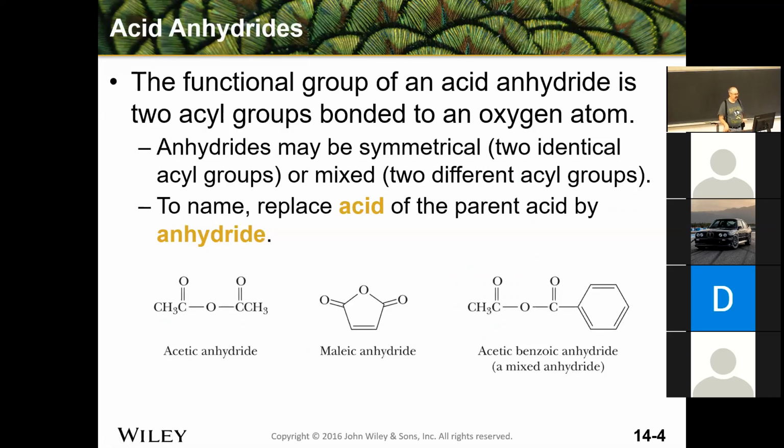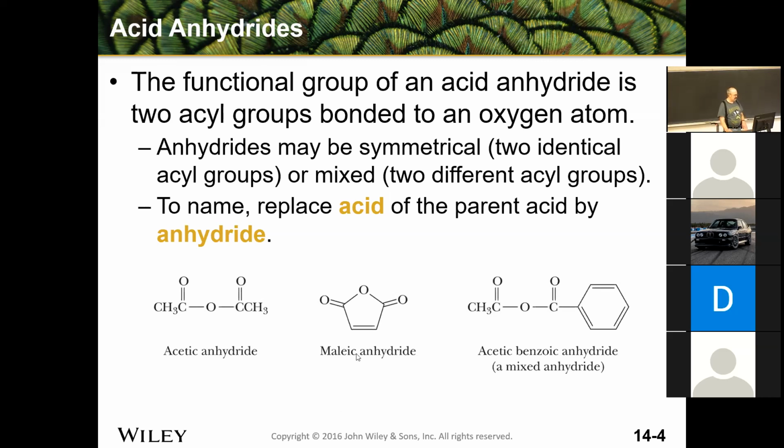Okay, these are examples of anhydrides. Anhydrides consist of two acyl groups bonded to an oxygen atom. Anhydrides may be symmetrical, where we have two identical groups, or they can be mixed, where we have two different acyl groups. To name anhydrides, we replace the word acid after the carboxylic acid and substitute anhydride.